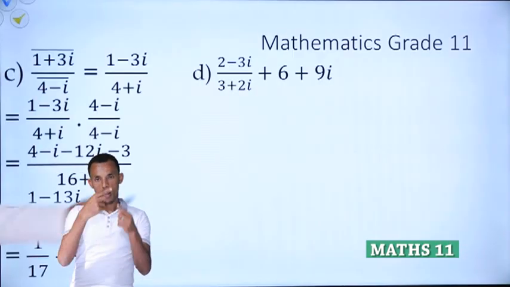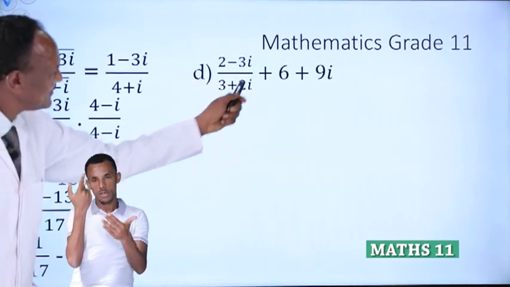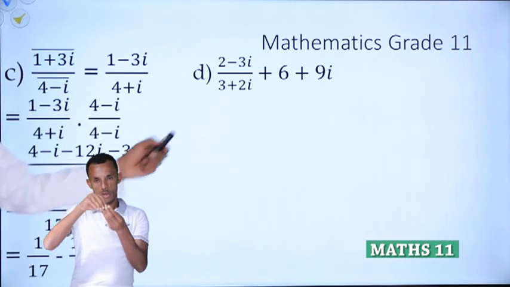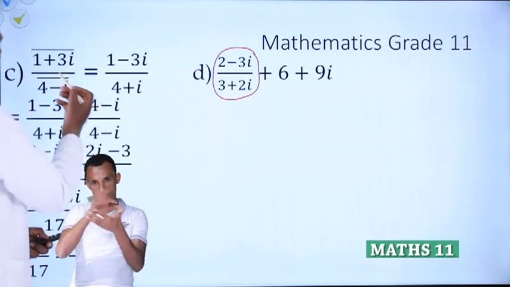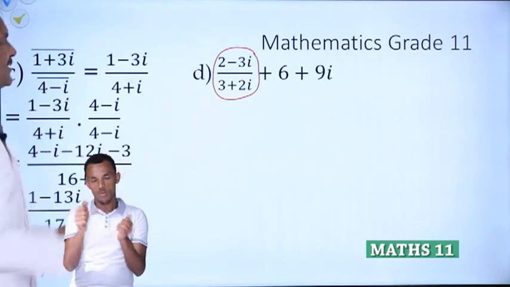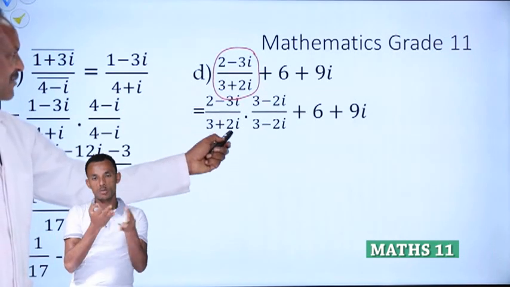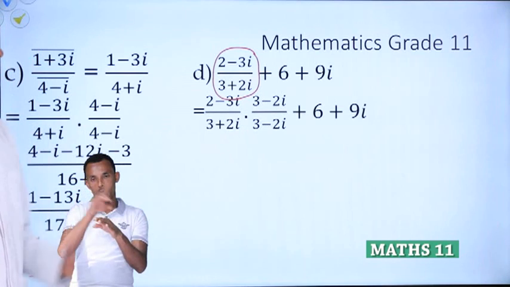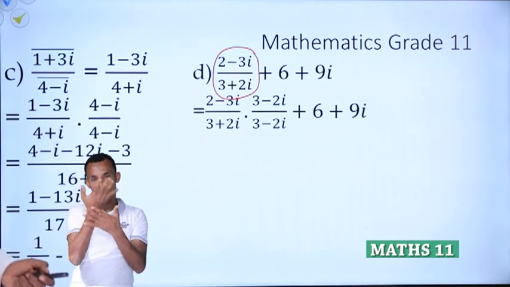When you are coming to D, what is the sum of these two? First, simplify this one, which should be added to the other complex number, 6 plus 9i. Since this is the ratio of two complex numbers, it is similar to this one. What is the simplest form of that given expression? (2 minus 3i) over (3 plus 2i) times the conjugate of the denominator, which should be added to the complex number in polynomial form, 6 plus 9i.